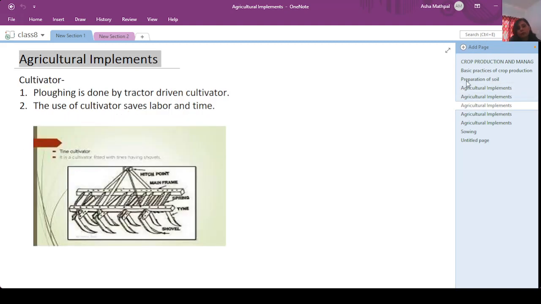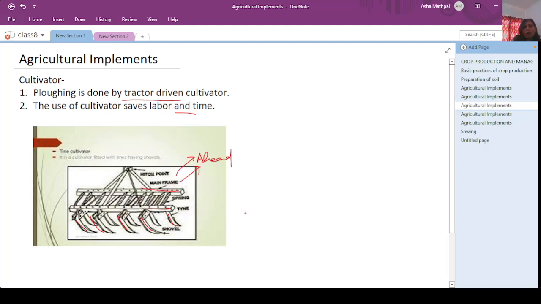compared to the plow. Then we have the cultivators. Cultivators are basically used for plowing, and they also save labor and time. Nowadays the plowing is also done using the tractor. So at the back of the tractor, these cultivators are attached, and they have sharp ends which go inside the soil. So as the tractor moves ahead, these ends go inside the soil, and as the tractor is moving, they also make the soil move upside down.